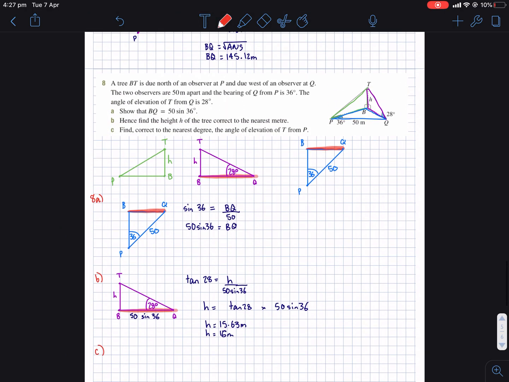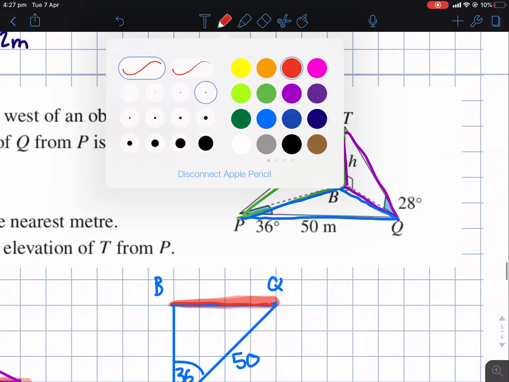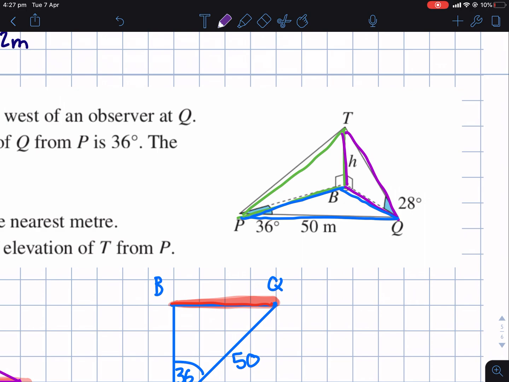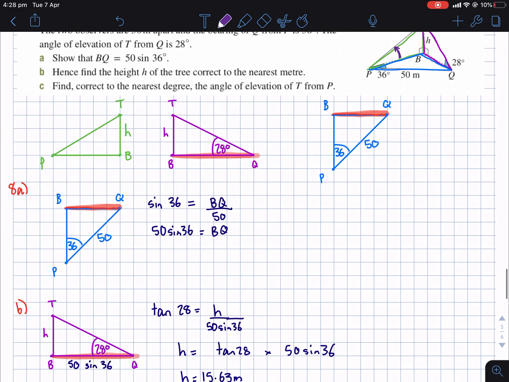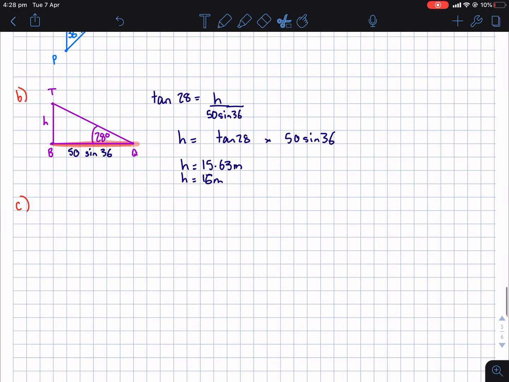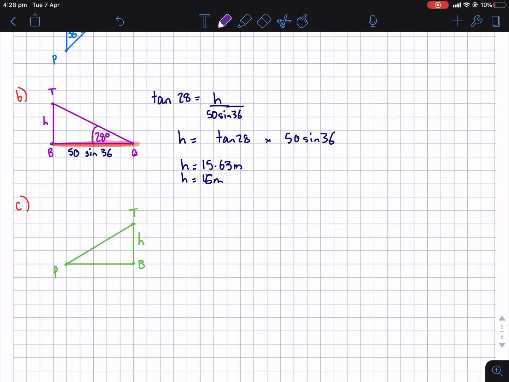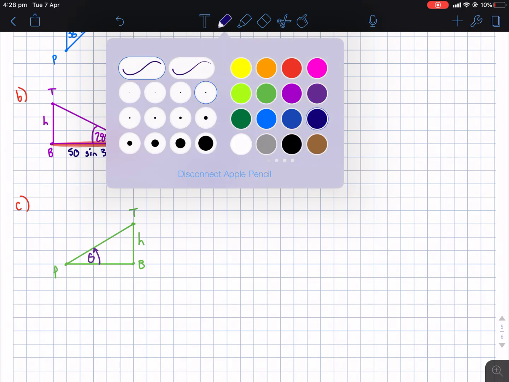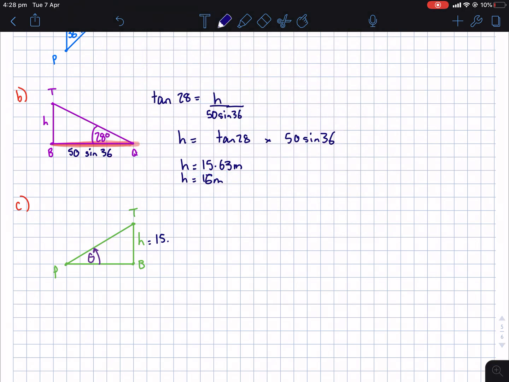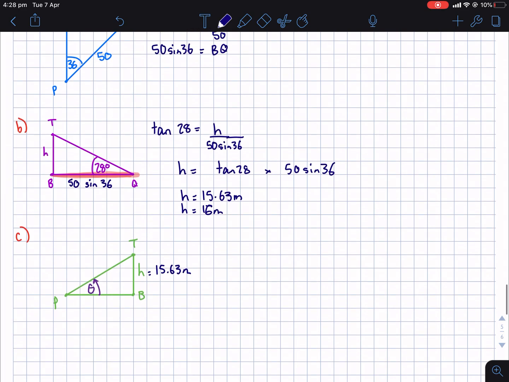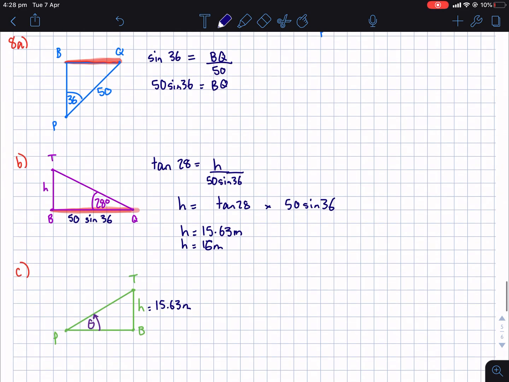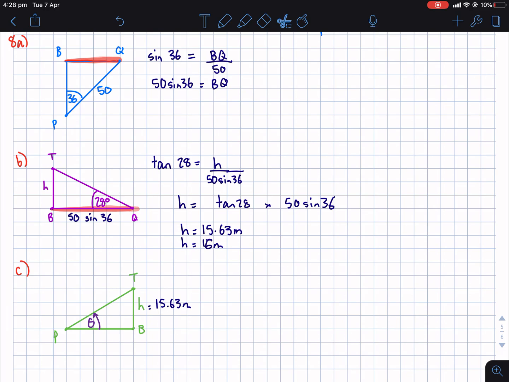They want the elevation of T from P. So what they're after is this angle going upwards from here. So we're going to have to look at this green triangle and put whatever information we have on there and then see what else we can find. Because at the moment we don't have enough. We want to know this angle. We know H is 15.63 metres. We don't know BP yet. We don't know PT. But we can find BP from the green triangle.